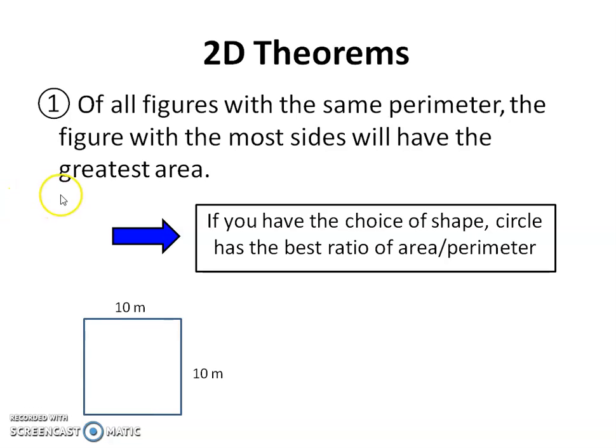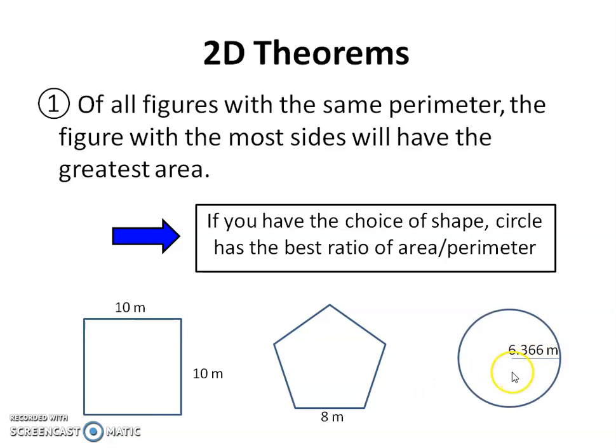So I've said here that it's all shapes with the same perimeter. So the perimeter of this square, it's 10 by 10, it's 10 plus 10 plus 10 plus 10. That's a perimeter of 40. And this is a regular pentagon, 5 sides, each one 8. The perimeter is 8 plus 8 plus 8, 8 times 5 is 40. And this circle has a radius of, it's actually an irrational number, but about 6.366. And if you did 2 times pi times r, that perimeter works out to be 40 meters as well.